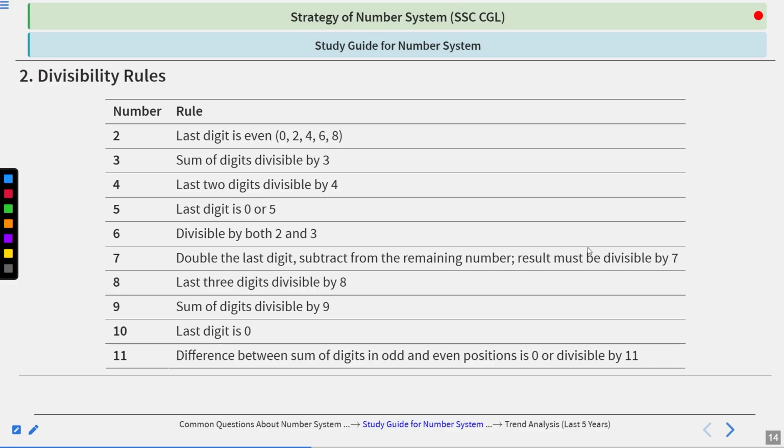The 8 divisibility rule says that if in the given number the last 3 digits are divisible by 8, then the given number will be divisible by 8. The 9 divisibility rule says that the sum of the digits of the given number should be divisible by 9. The 10 divisibility rule says that the last digit of the given number should be 0, so the number will be divisible by 10. And the 11 divisibility rule says that the difference between the sum of the digits in odd places and even places is 0 or divisible by 11.